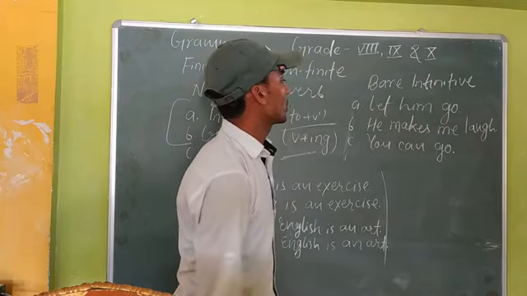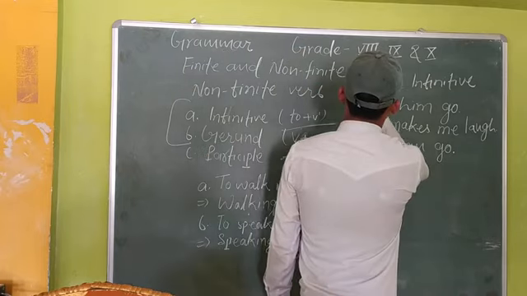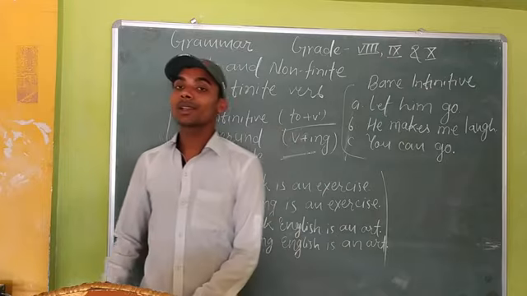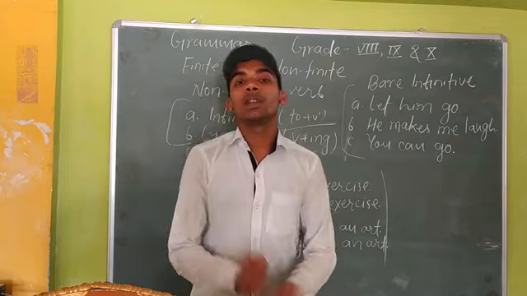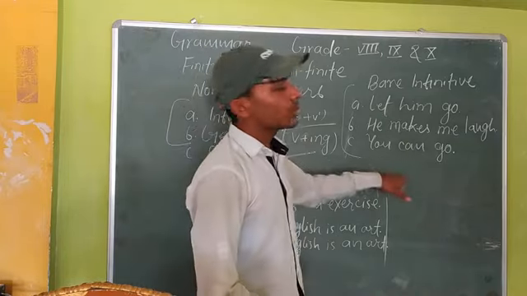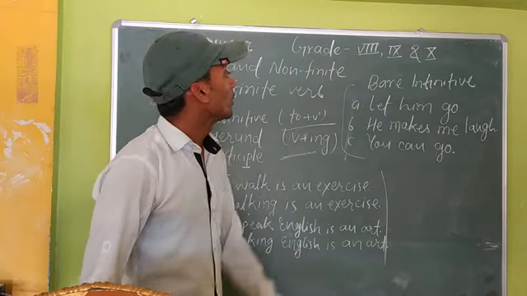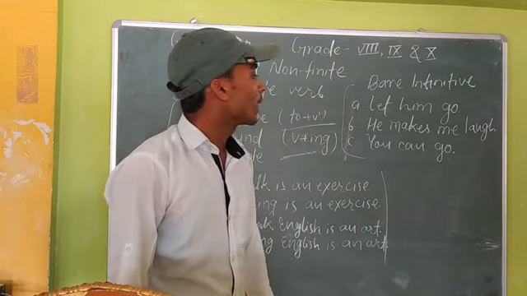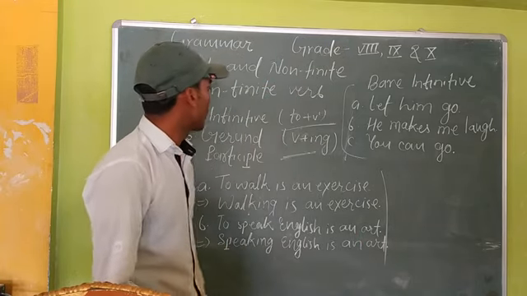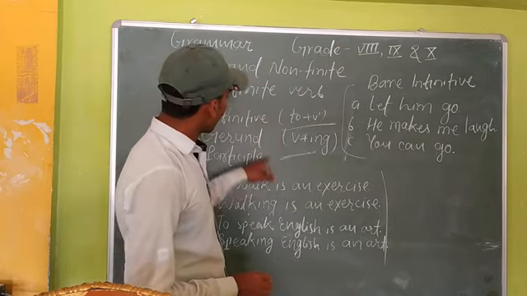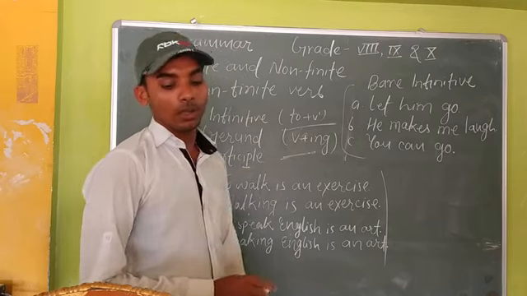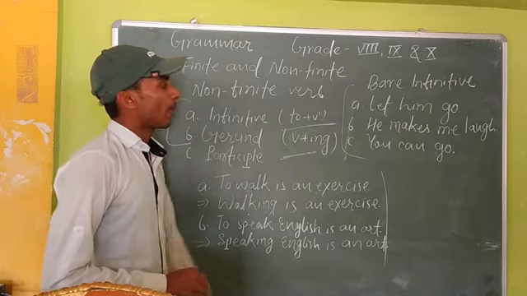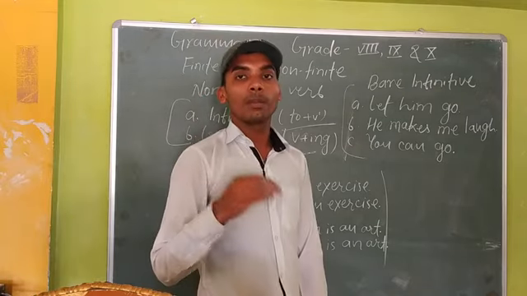In such cases, many of these sentences are considered bare infinitive. They are not gerund, they are not participle, they are infinitive. They are working here as bare infinitive. If there is no to, on that occasion such verbs work as infinitive, and now they are presenting themselves as the bare infinitive.